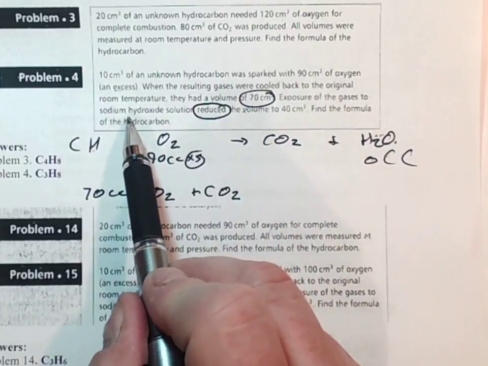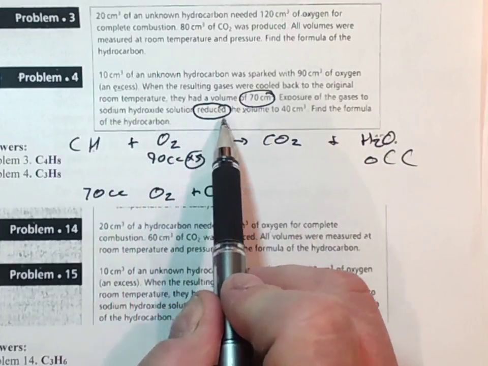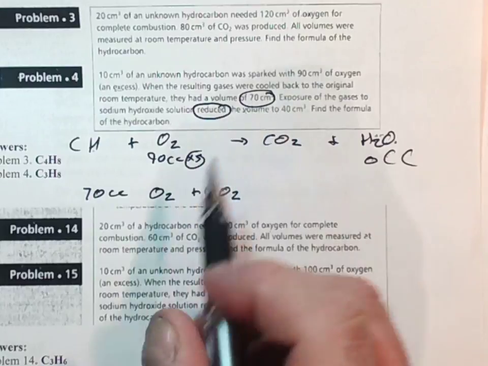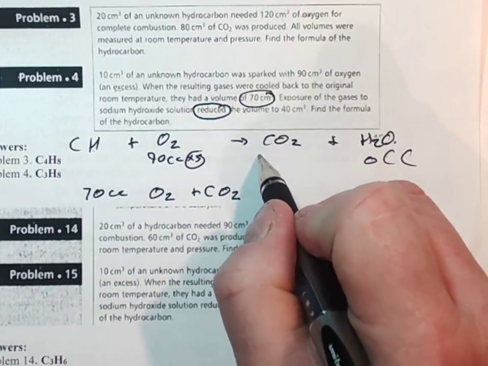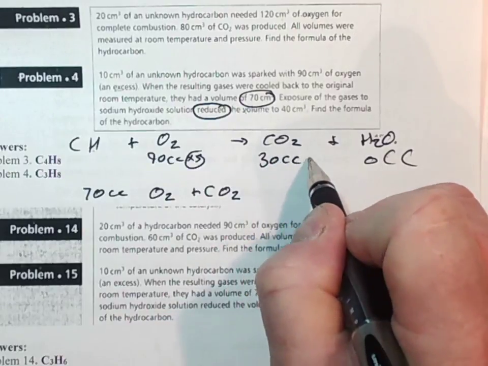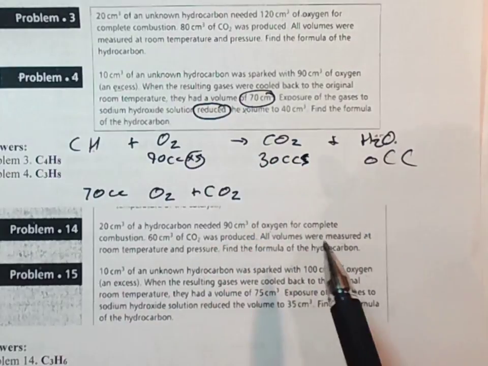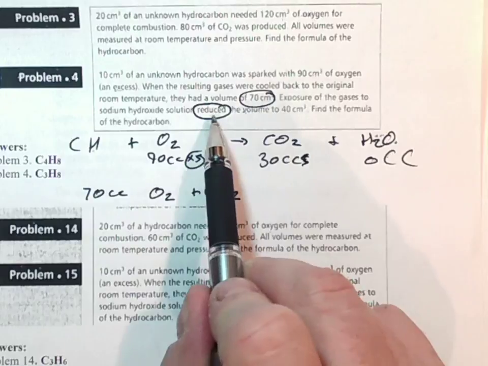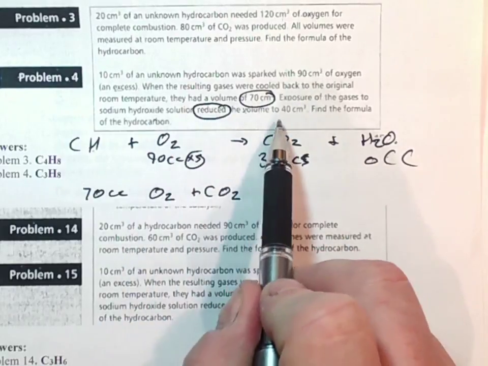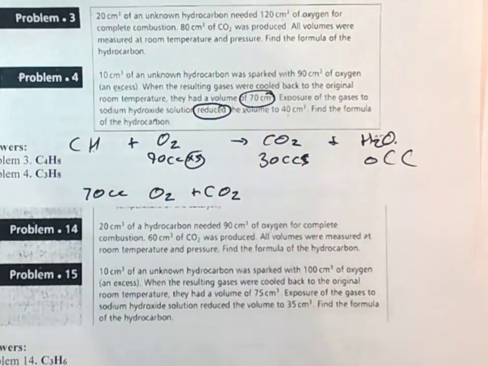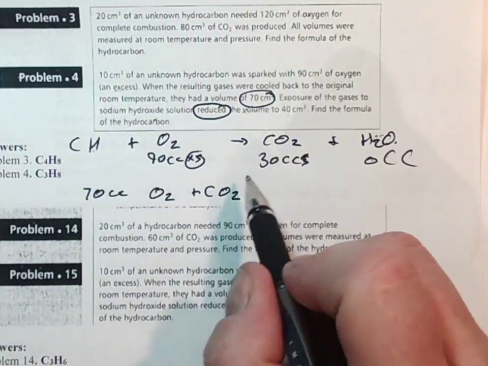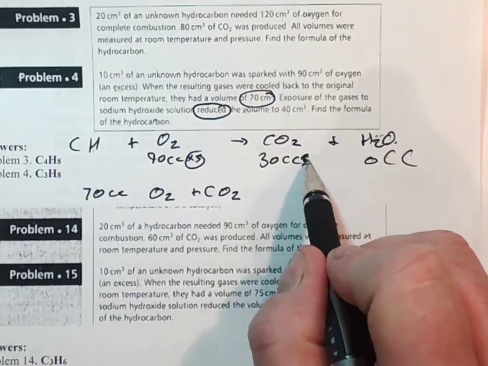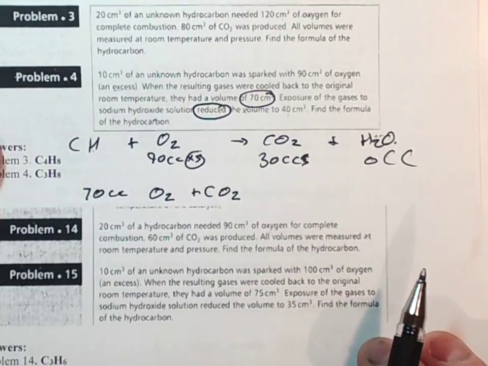Exposure of these gases to sodium hydroxide reduced the volume to 40. So it was 70, it went to 40. Well, that must tell me, therefore, that I have 30 cc's of carbon dioxide. And the common mistake that we'll get here is people will see sodium hydroxide, and see 40, and put 40 in for the carbon dioxide. So that tells me that I have 30 cc's of carbon dioxide in there.